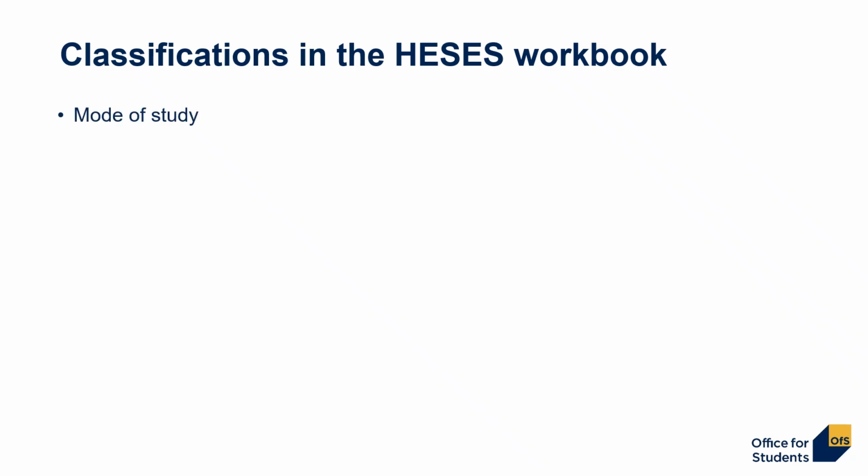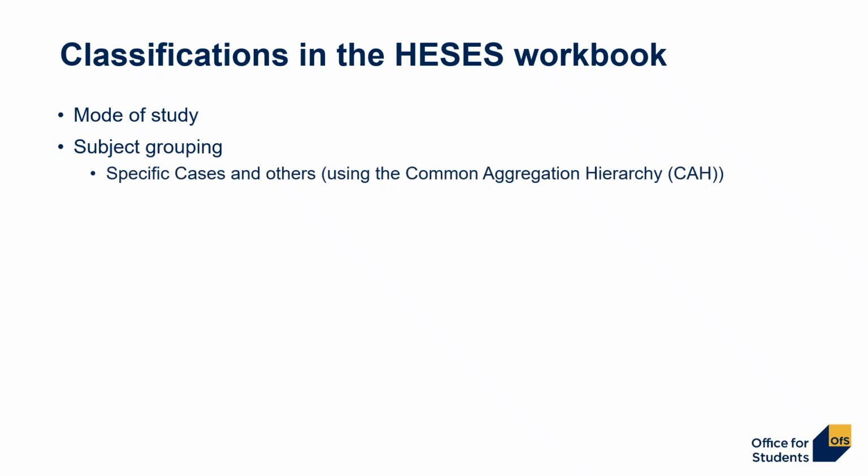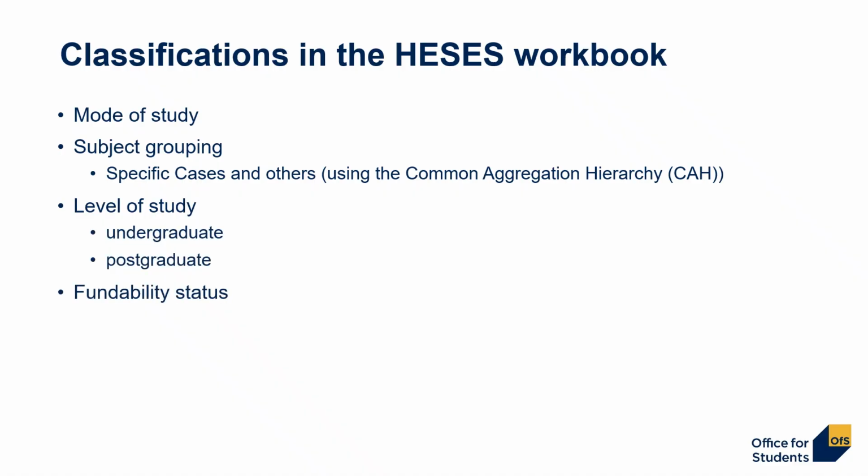First, we have mode of study, which of course could be full-time, sandwich year out, or part-time. Then we have what we call subject groupings, and these are determined either by being one of the specific cases that we specify, or if not, then using the common aggregation hierarchy, the CAH. Next, we have level of study, which of course could be undergraduate or postgraduate. Then there's fundability status, and then there's something called new entrants.